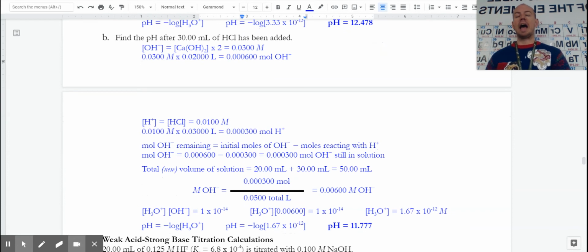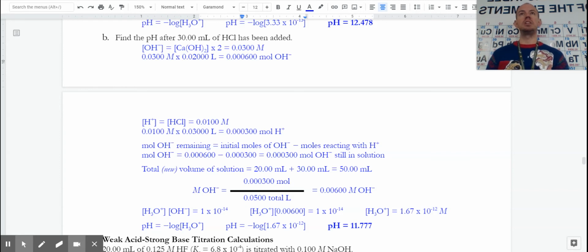So I want to figure out how much of my excess is still there. In this case, the hydroxide is the excess. I had a certain number of moles and some moles went away. I am subtracting. This is limiting excess. How much is still there? So I still have 0.0003 moles in solution.